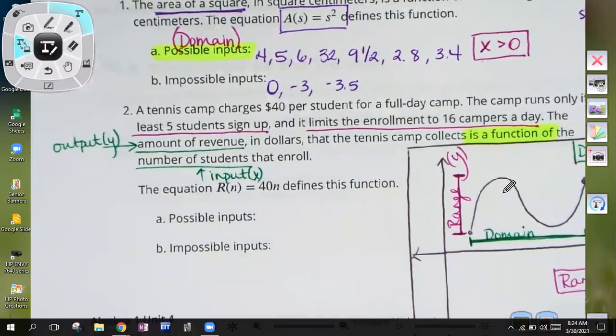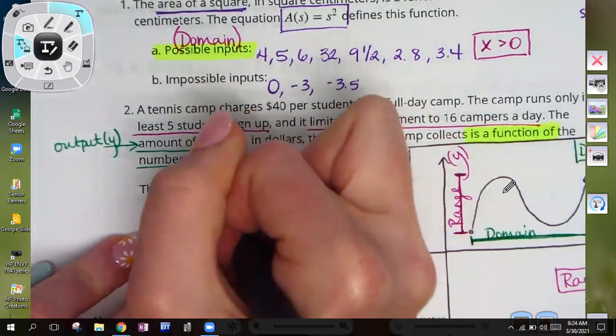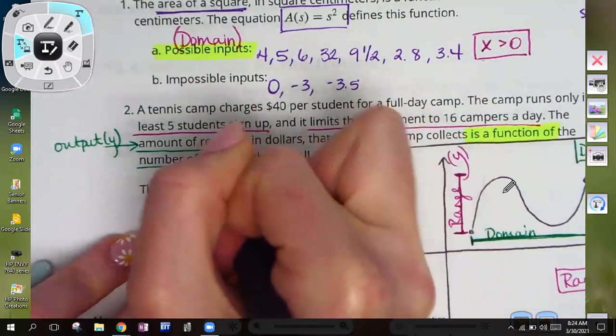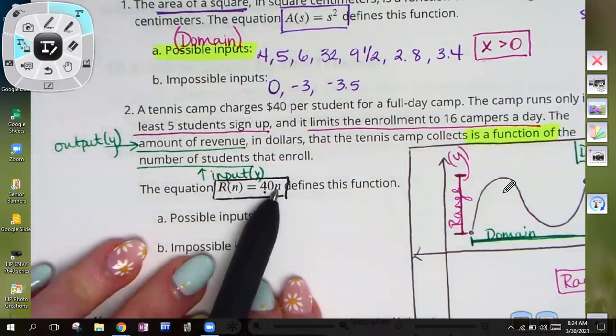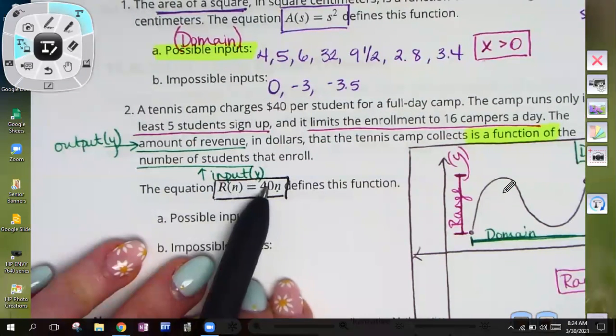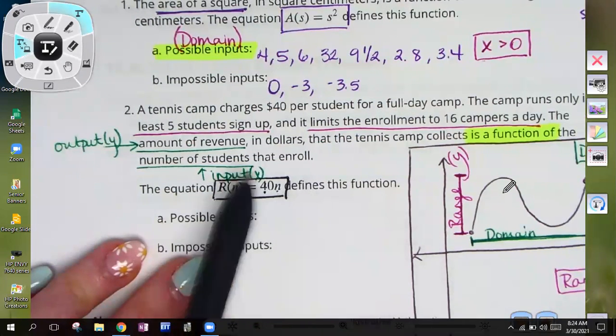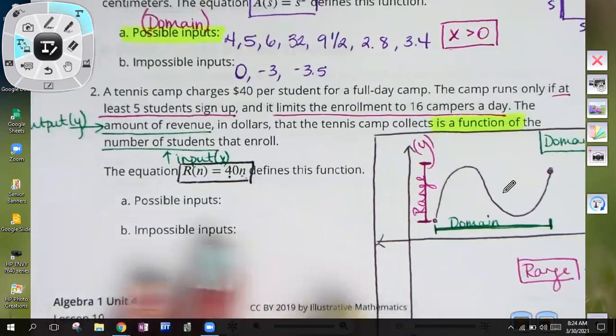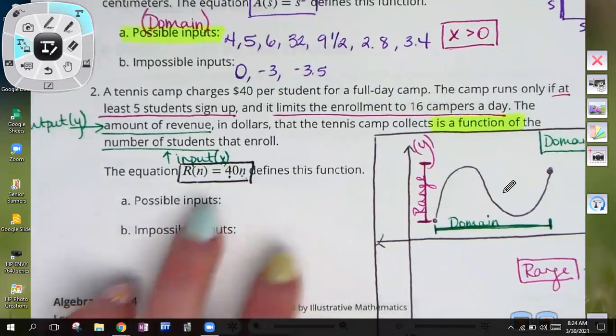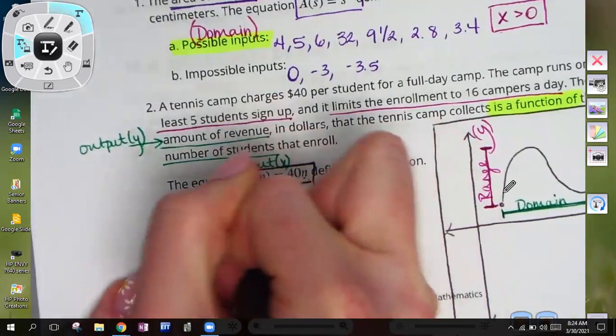Okay, so now we have this function here where it says that we can figure out the revenue if we take $40 per camper and multiply it by each student that goes, right? So 40 times 1 student would be 40, 40 times 2 students would be 80, and so on. All right, now it's asking us for possible inputs again.